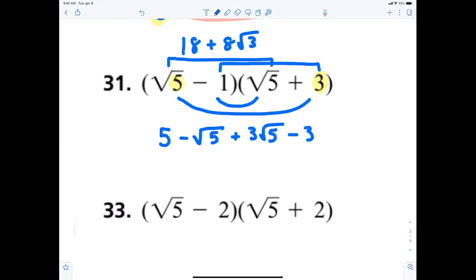Now, do you know the work from yesterday? 5 minus 3, 2. -1 radical 5 plus 3 radical 5 plus 2 radical 5. All right, now again, I just don't think it's that difficult.